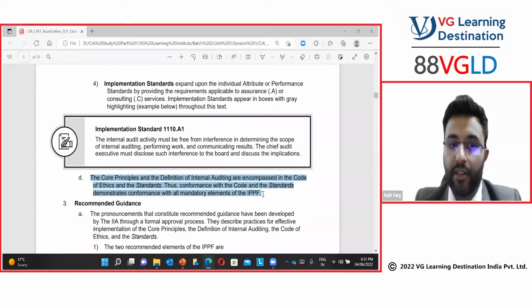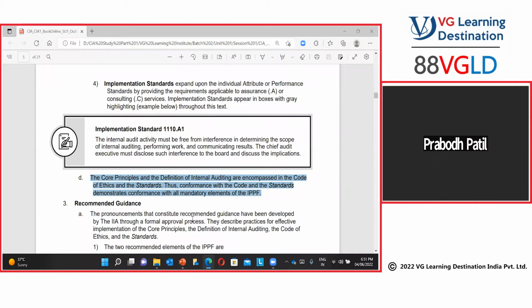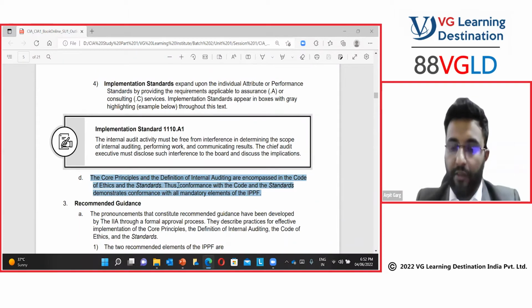Can you all read this paragraph together? The core principles and the definition of internal audit, the standards. Thus, conformance demonstrates all mandatory elements of the IPPF. All right, very good. So I think we are now clear with what we have covered, right?